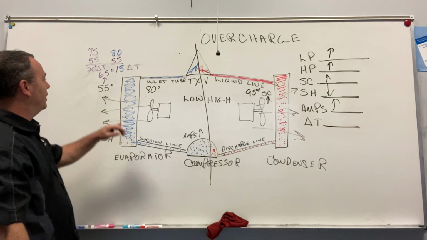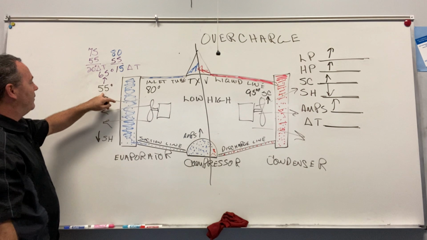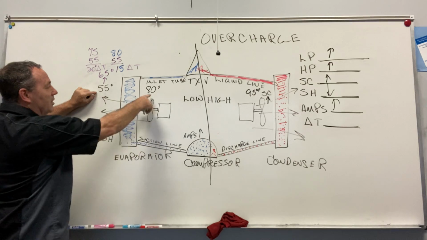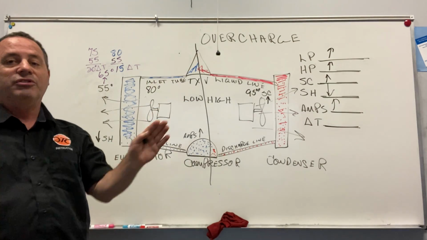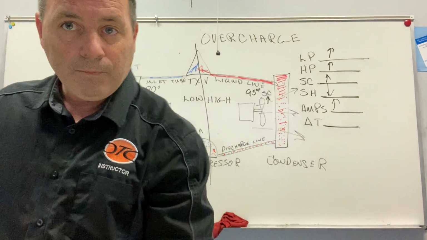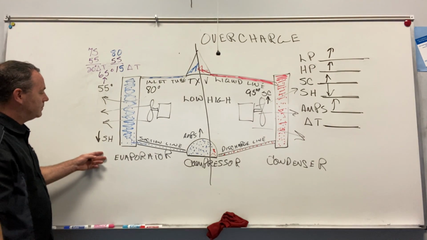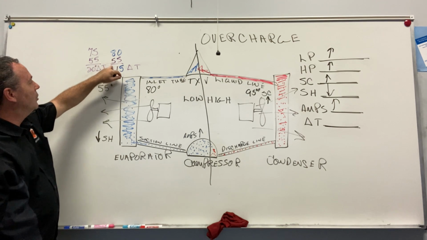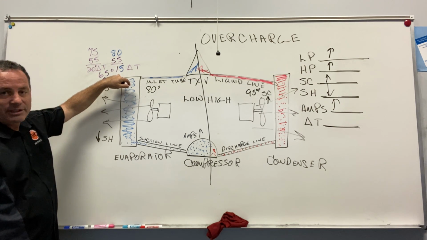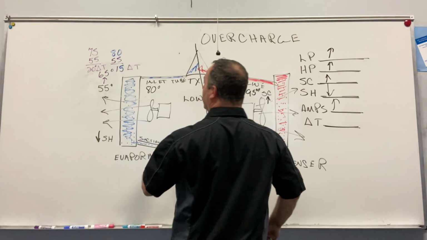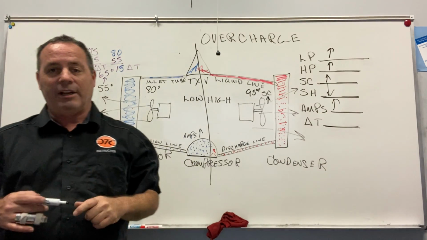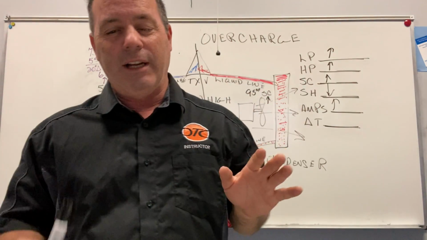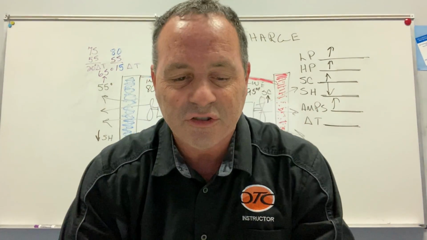Now, what's your delta T going to do? Well, we had 75 and 55 with a 20-degree delta T. But notice, with an overcharge, you're losing capacity to cool, right? So guess what's going to happen here? As the room temperature goes up, you're going to have a smaller delta T. So your delta T is not going to be the same. Or it could be about the same, or it could increase. It just depends on the system.